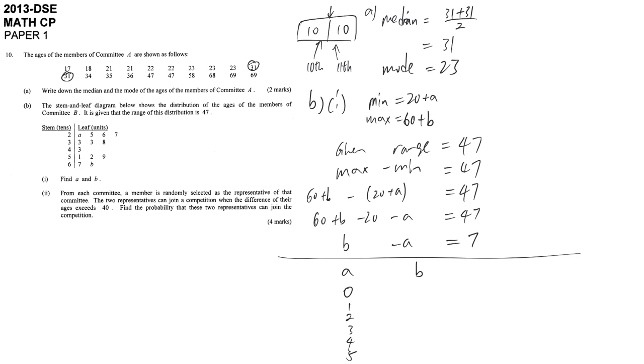And then for a similar reason, we can write down the corresponding value of B, because B is equal to A plus 7. So this one will be 7, 8, 9, 10, 11, 12. In a stem and leaf diagram, it's impossible to have 10 here. That's why we cross out this. And then now we have three solutions, 3 combinations, and then we have to check, do we need to exclude any other thing?